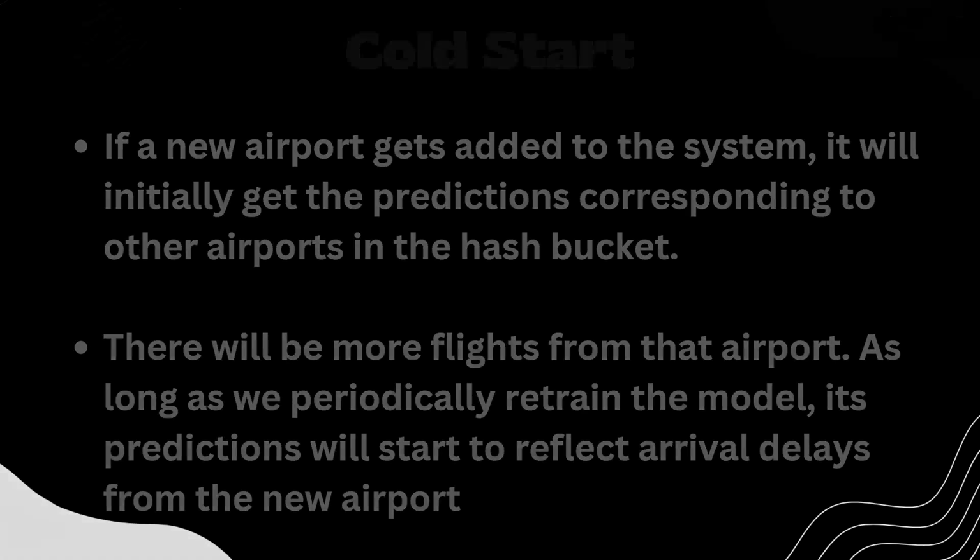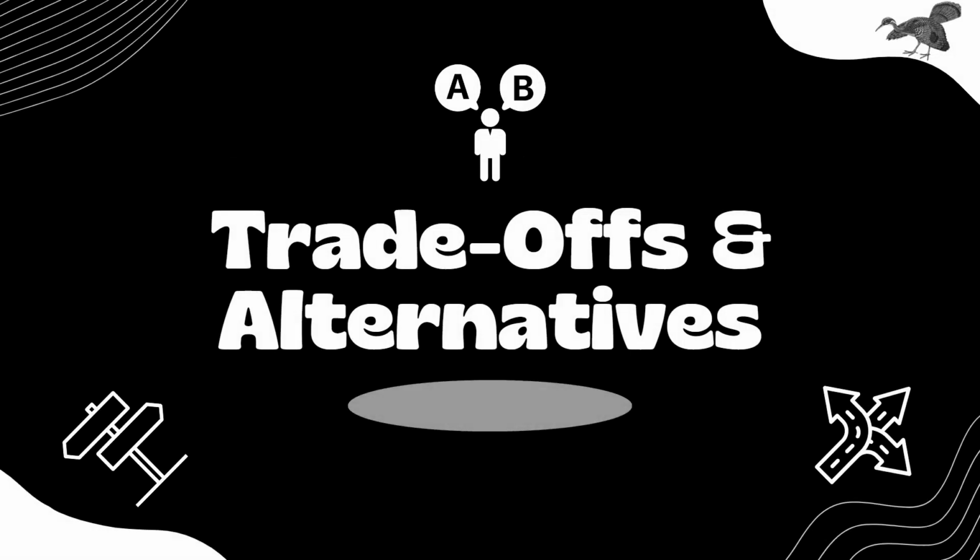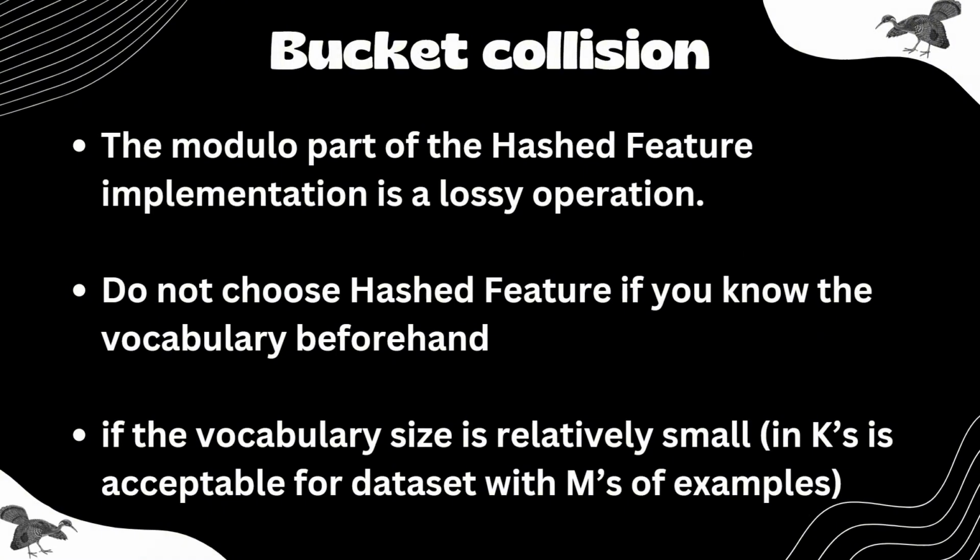Let's now take a look at the advantages and disadvantages of using this design pattern, when to use it and when not to. We will discuss all of this in the trade-offs section. The first issue is bucket collision. This happens when multiple categories end up in the same bucket, even though they might not be related. This is obviously a lossy process, as it loses some of the original information you had. Instead of the airport having specific characteristics in your data, the bucket now has different distributions of these characteristics.